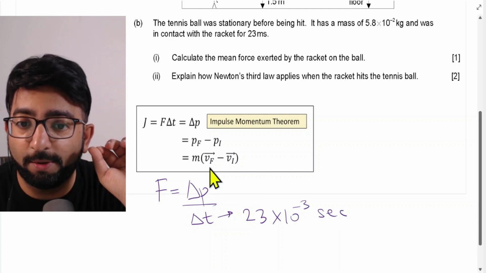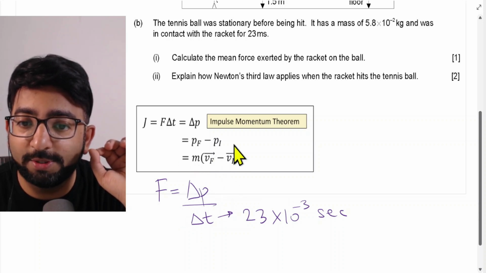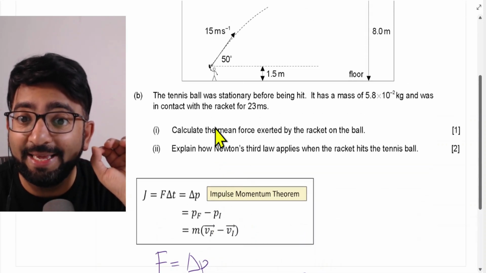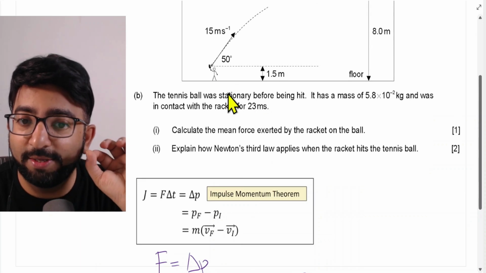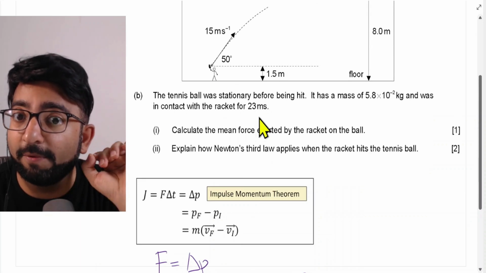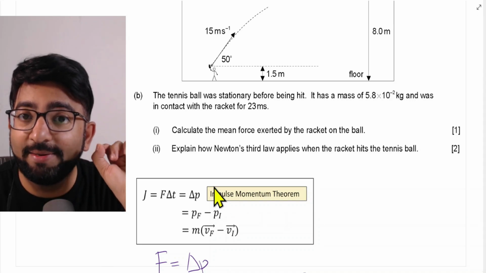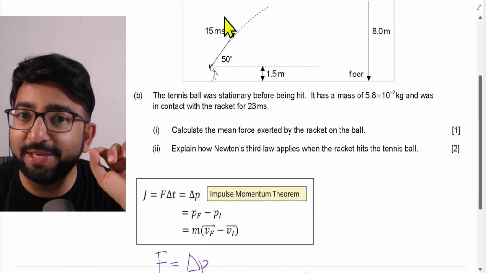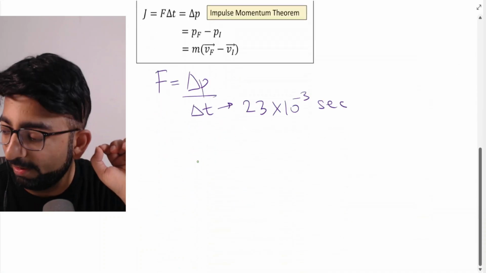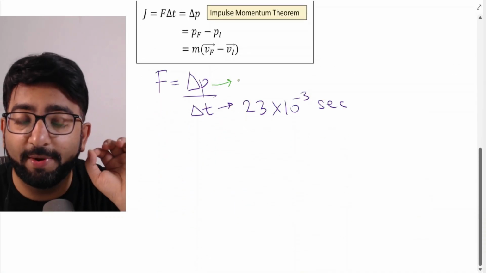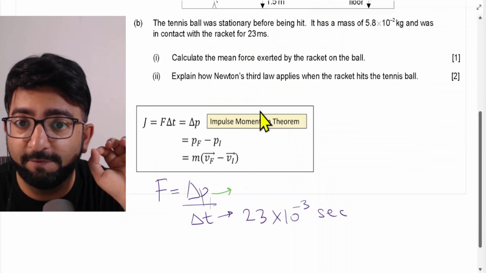Now change in the momentum is m into final velocity minus initial velocity. Initial velocity is 0 since the tennis ball was stationary before it was hit. And the final velocity after the racket hits the tennis ball is 15. So let us put all the values in. For change in the momentum, we will write m into v final minus v initial.